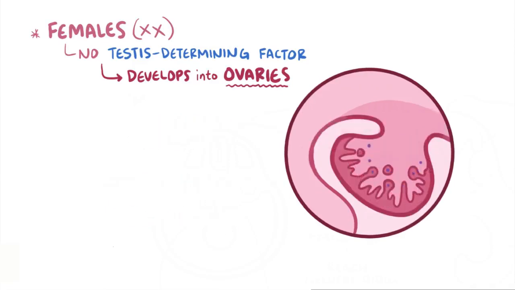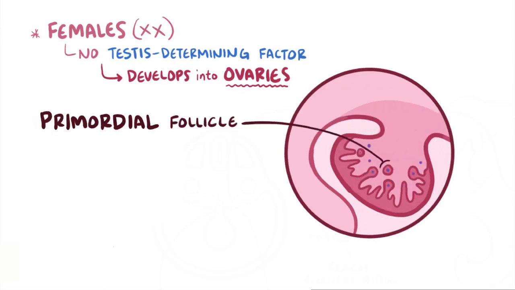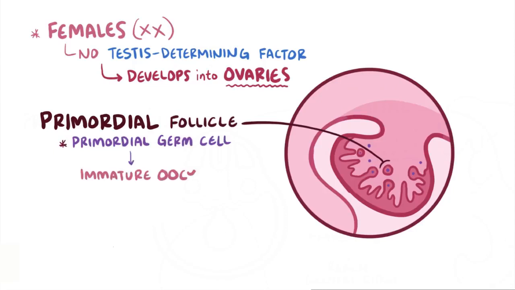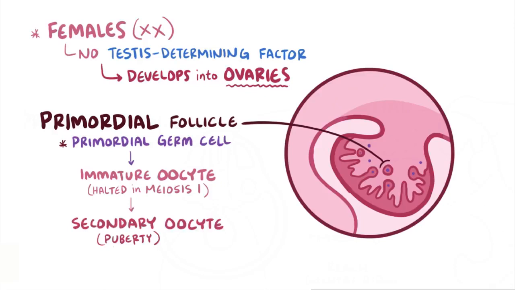A primordial germ cell and its ring of follicular cells make up a primordial ovarian follicle. And inside it, the primordial germ cell differentiates into an immature oocyte during fetal life. The immature oocytes are halted in the first prophase of meiosis I until puberty, at which point they turn into secondary oocytes, which are the female gametes. The rest of the reproductive tract acquires female characteristics in the absence of testosterone.